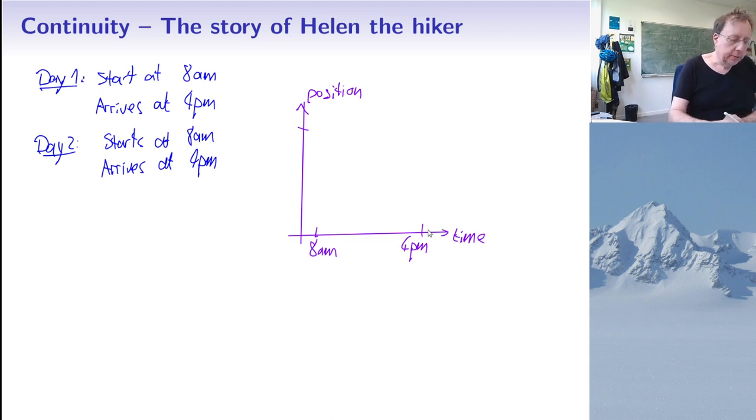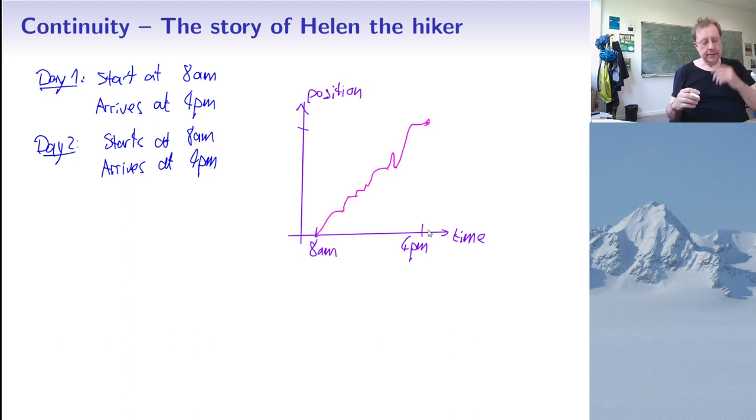On day one, maybe she started fast and then she slowed down and then she stops quite often and then she makes a lunch break, then she returns because she has forgotten something, and okay, finally she arrives at the top of the mountain at 4 p.m. So that is day one.